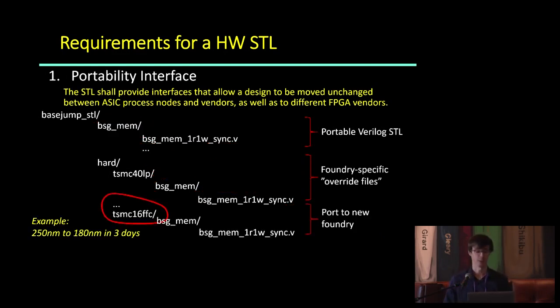And this methodology does work. For example, UCSD did an emergency tape out in 3 days, porting their 250 nanometer design to 180 nanometers. This would normally be a months-long project, but using the BaseJump methodology, you're able to just hot swap these and have very little front-end overhead.